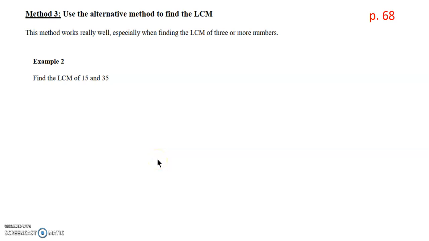So we're going to carry on now with method 3. We're going to do another example of the alternative method to find the lowest common multiple. This time we have two numbers, 15 and 35, so this method works just fine with two numbers as well.